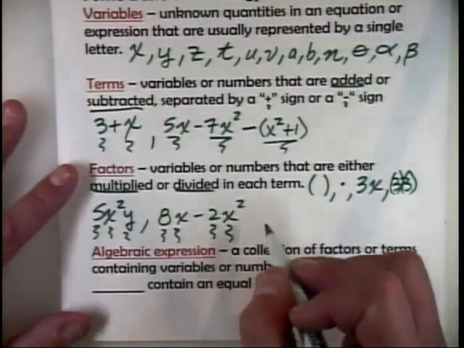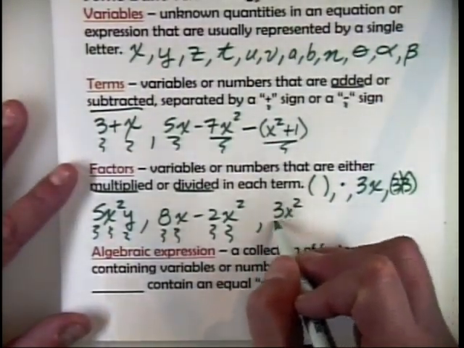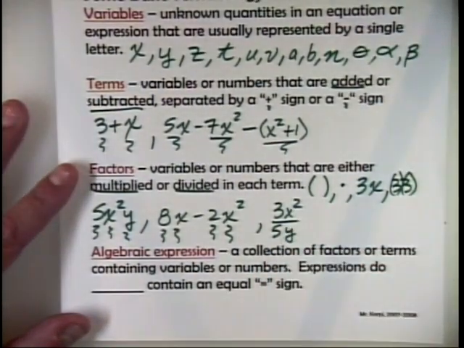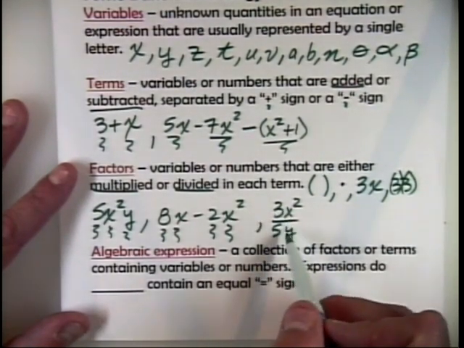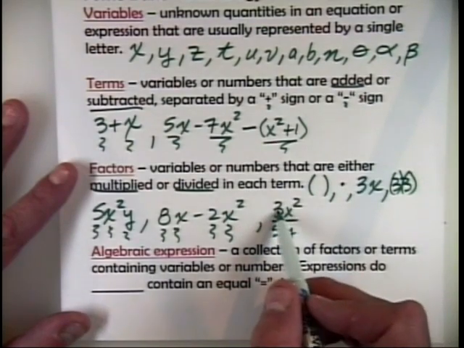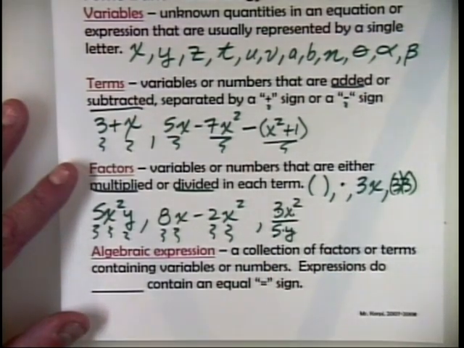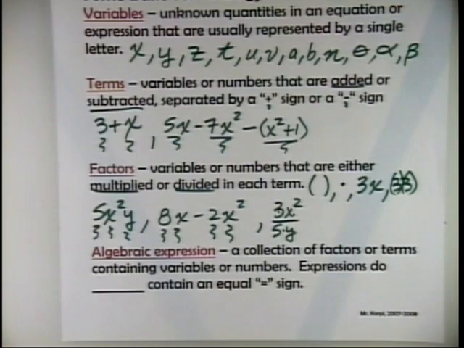So what would some look like if they're divided? Well, if I had 3x squared divided by 5y, notice that in the numerator I have 3 times x squared divided by 5 times y. This is a single term with 4 factors. All right, so terms and factors, got those down.